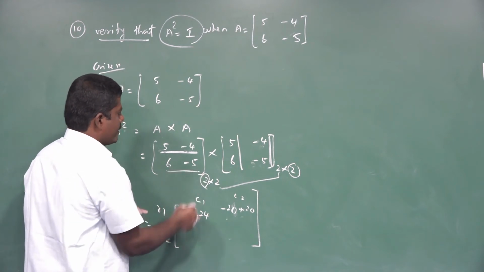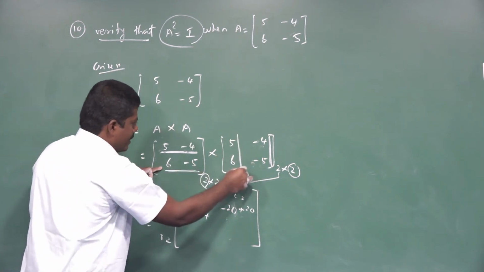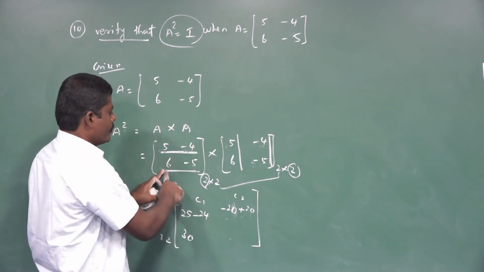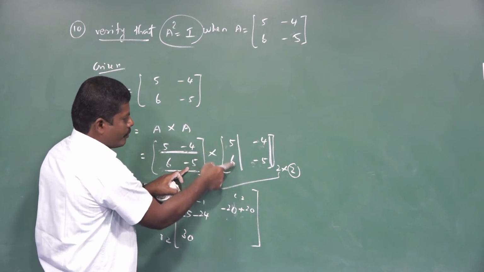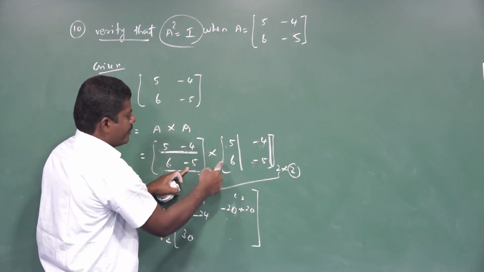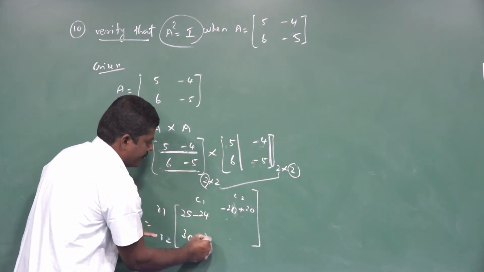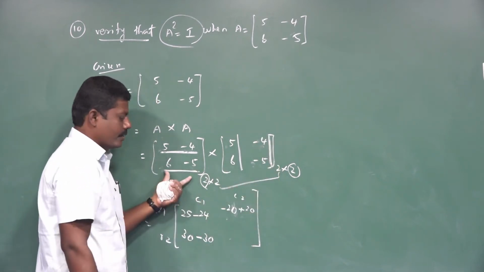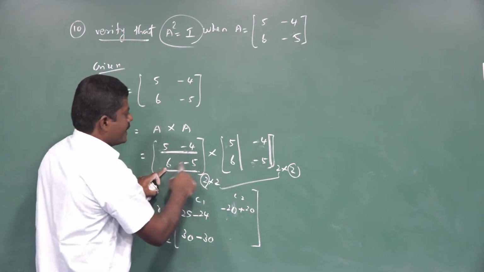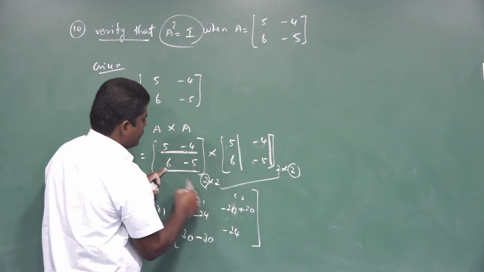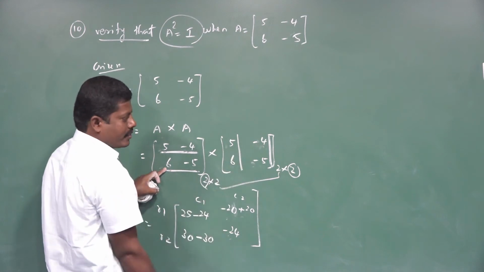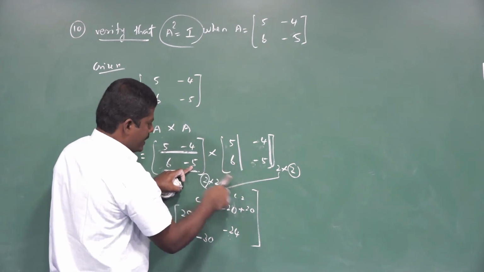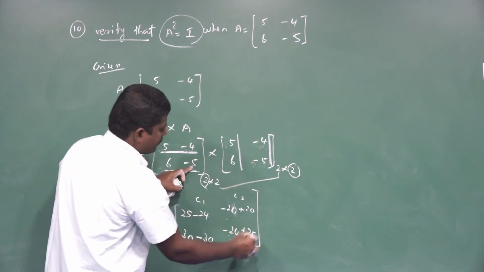Next we take the second row here. Second row, first column. 6 fives are 30. Move to the second element. Here also move to the second element. Minus 5 multiplied by 6, minus 30. Understand? Second row, second column. 6 multiplied by minus 4, minus 24. Next is the second element. Here also take the second element. Minus into minus plus, 5 fives are 25, plus 25.